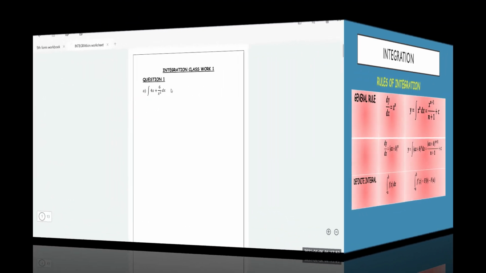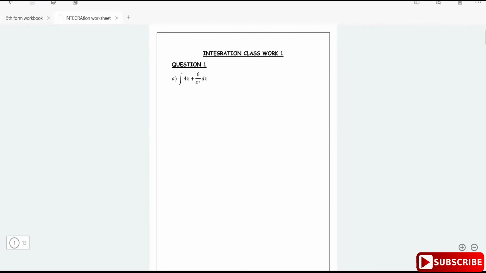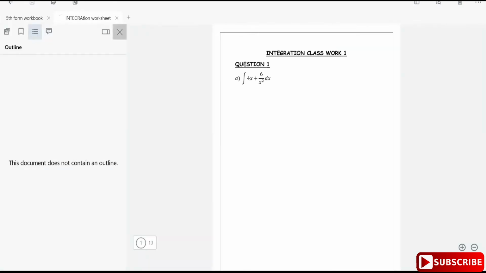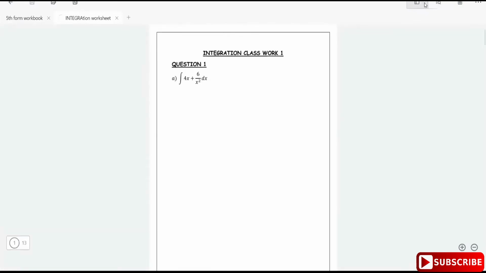This right here. So again, to do integration, we just have to follow some basic rules.